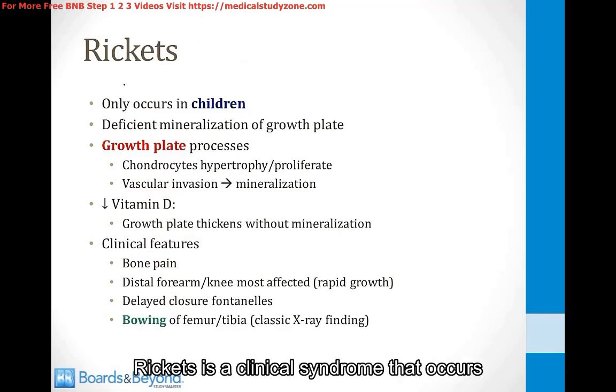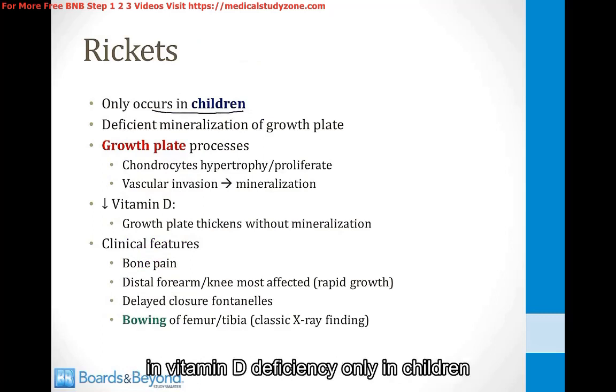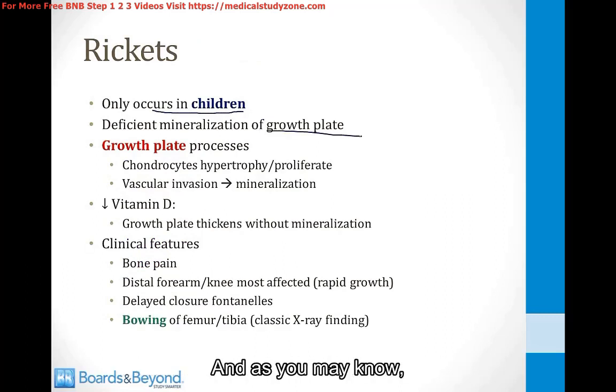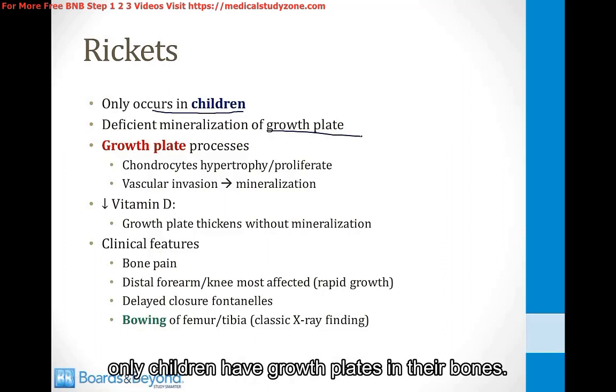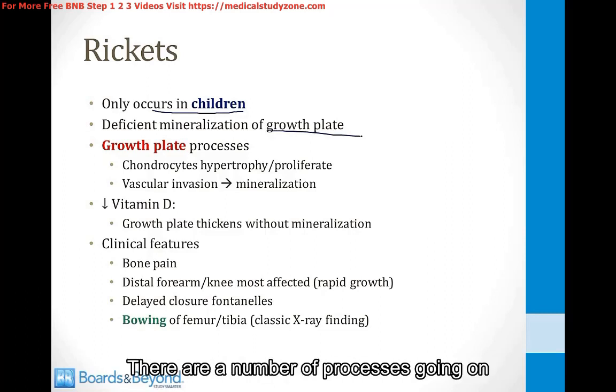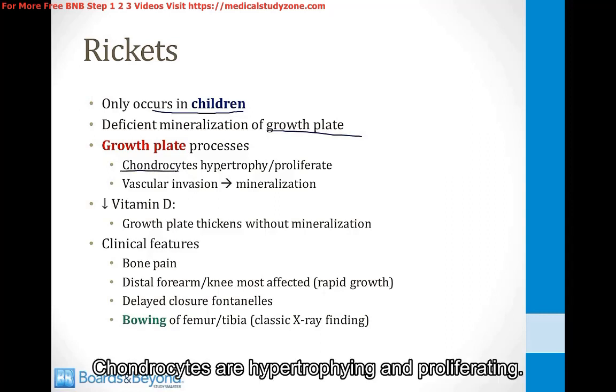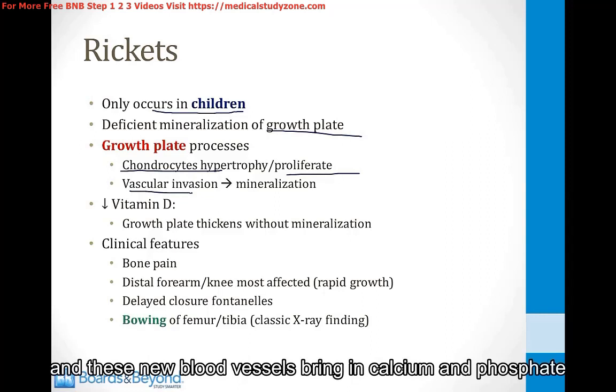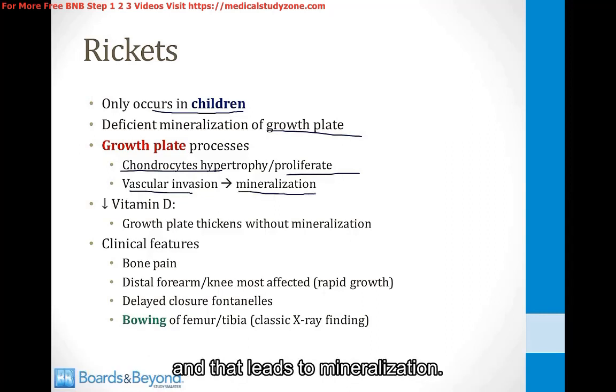Rickets is a clinical syndrome that occurs in vitamin D deficiency only in children. And the reason it only occurs in children is because it involves deficient mineralization of the growth plate. And as you may know, only children have growth plates in their bones. There are a number of processes going on in children at the growth plate. Chondrocytes are hypertrophying and proliferating, and then vascular invasion is occurring, and these new blood vessels bring in calcium and phosphate, and that leads to mineralization.